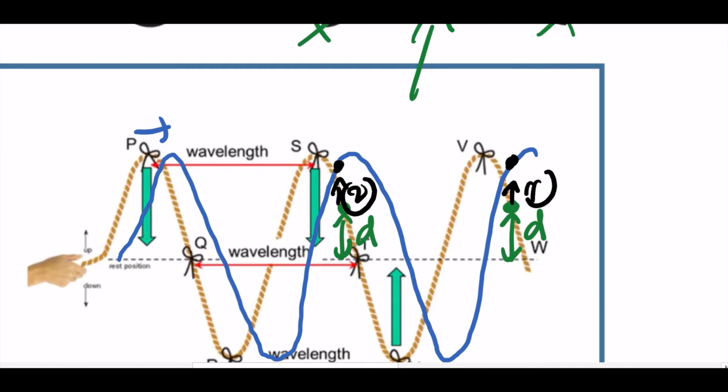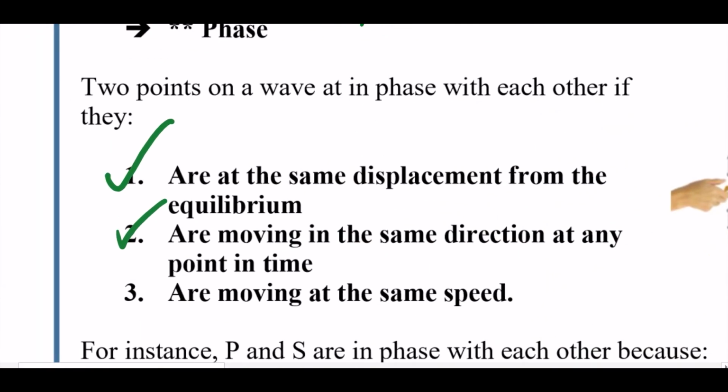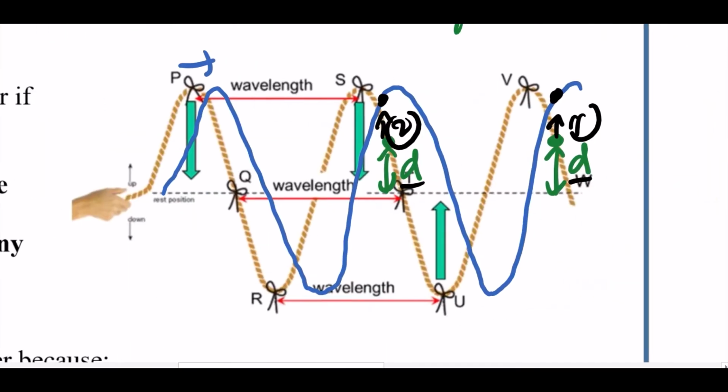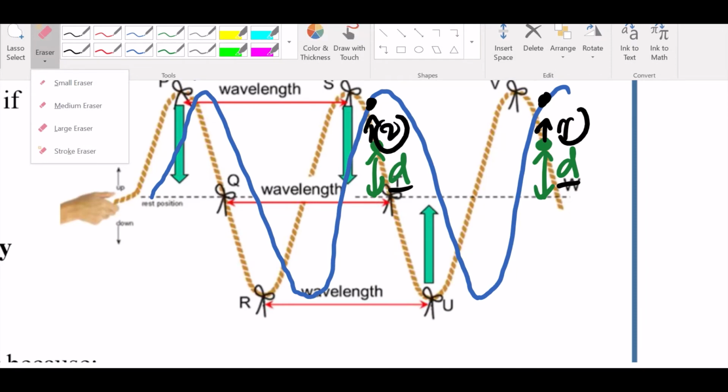So these two particles fulfill conditions 1 and 2. Condition 1, they are at the same distance from the equilibrium. Condition 2, they are both moving in the same direction at this point in time. Both are moving upwards, so conditions 1 and 2 are fulfilled. Number 3, they are moving at the same speed. Now this is something that we cannot tell from looking at the image. But the shortcut is like this.